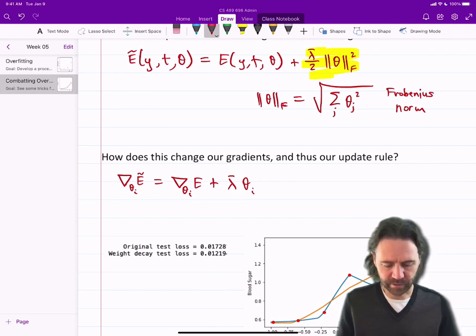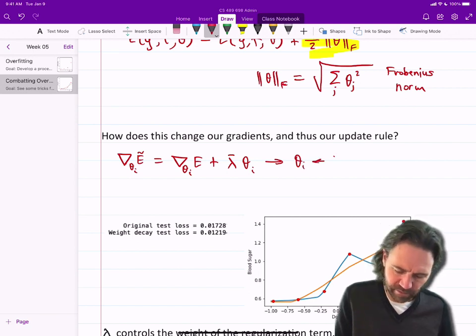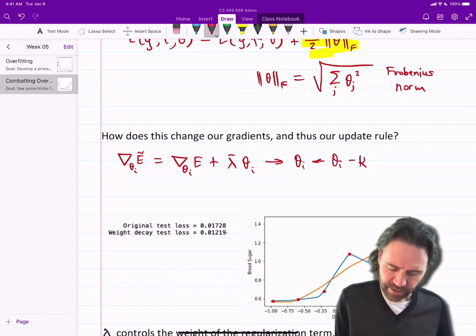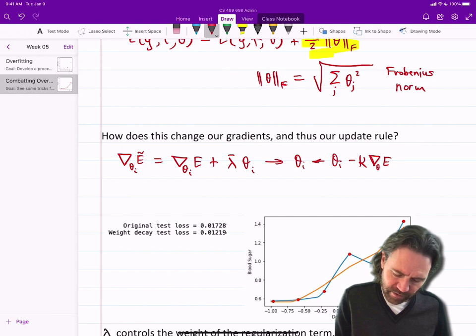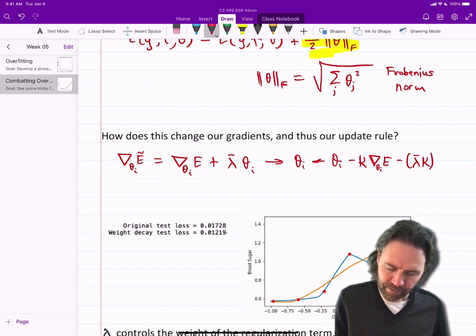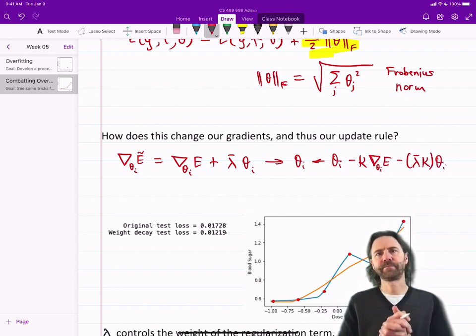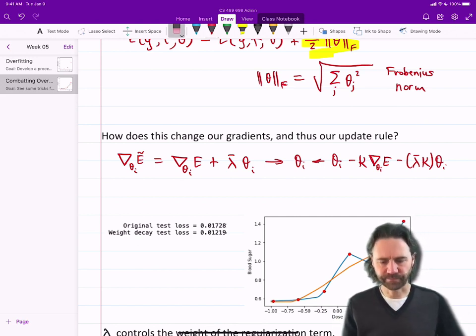So now in terms of an update rule, this basically says that theta I gets updated with the old value of theta I minus some step size times the gradient of E with respect to theta I, minus lambda bar times the step size times theta I.